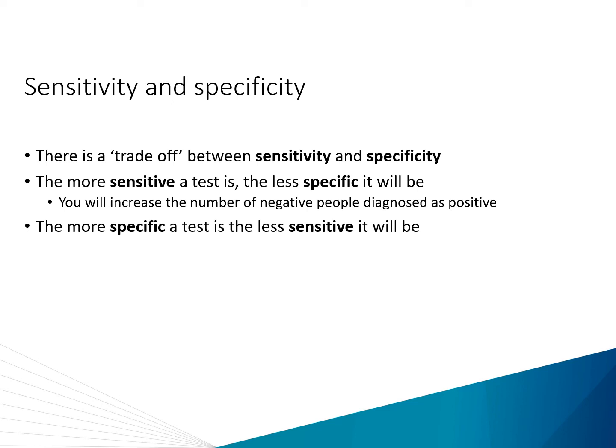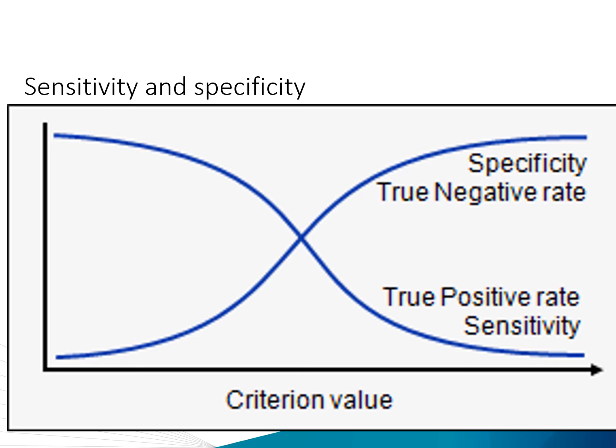And if it's very sensitive, you will increase the number of negative people diagnosed as positive, and conversely, if it's very specific, you will miss more people who are really positive. So this is another way of looking at it in terms of the actual values. On the left-hand side, sensitivity is very high, but of course specificity is low, and on the right-hand side here, specificity is very high and sensitivity is very low. There's never a point at which they're both high.